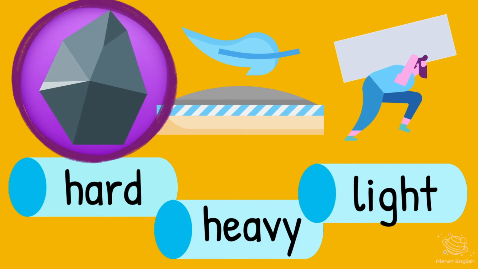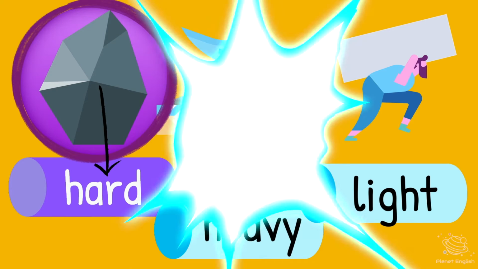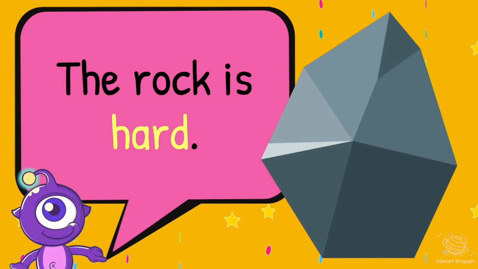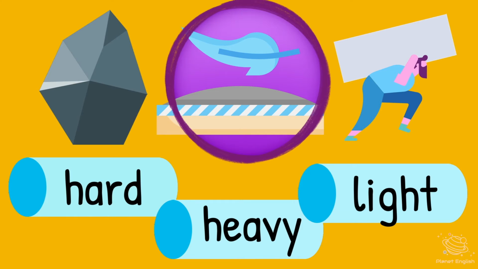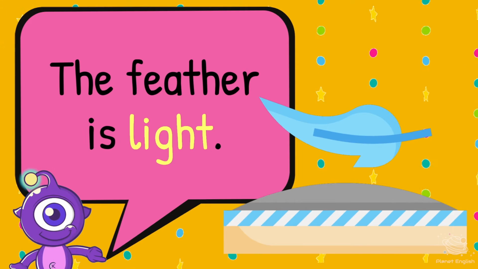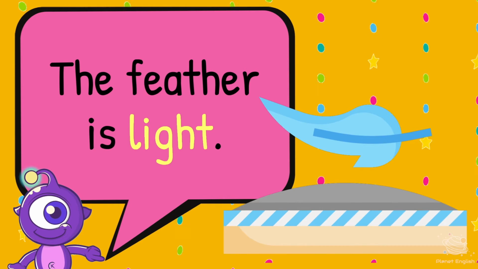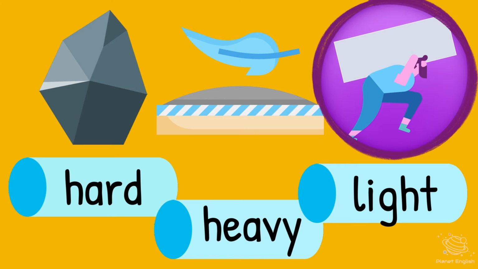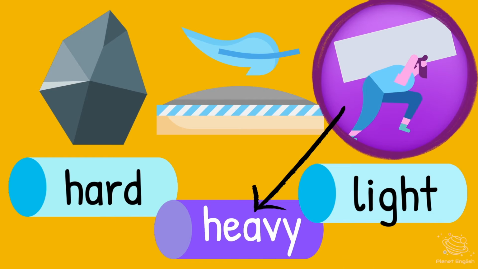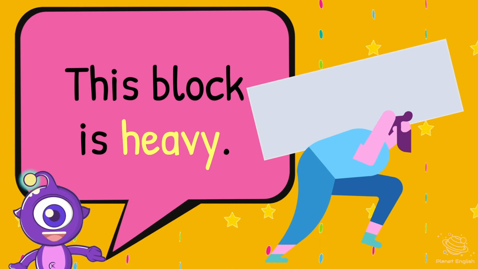Is it hard, heavy, or light? The rock is hard. Is it hard, heavy, or light? The feather is light. Is it hard, heavy, or light? This block is heavy.